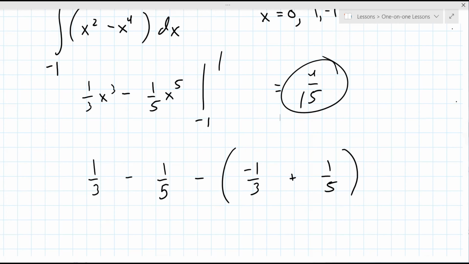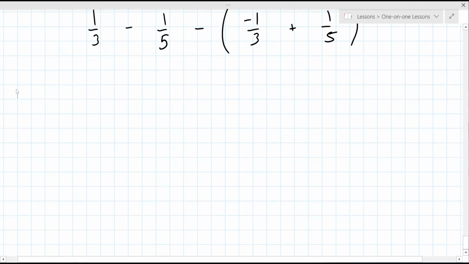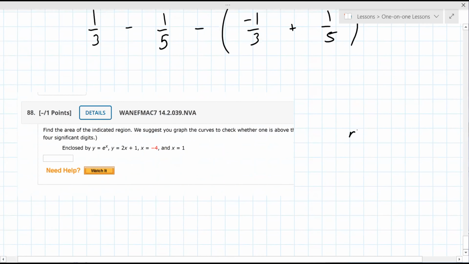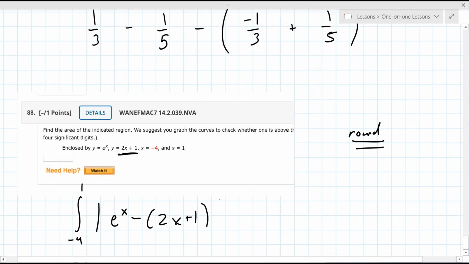Okay. So 88 is the last one of these that we'll do in this section, and they give you the numbers. The other thing you're looking for, it doesn't say here, but it says round. Whenever you see the rounding, that means you can do it in your calculator, because it's going to do the rounding for you. So again, it's the integral from -4 to 1 of the absolute value of e to the x minus, now you're minusing this whole thing, so it's 2x plus 1 in parentheses like that.